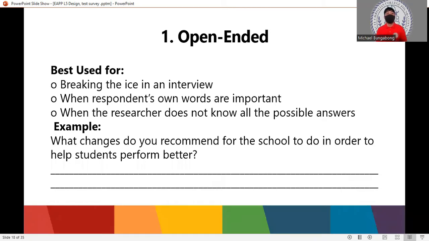Then an open-ended question example: what changes do you recommend for the school to do in order to help students perform better? Then definitely the answers vary. The answer is, it depends on you.